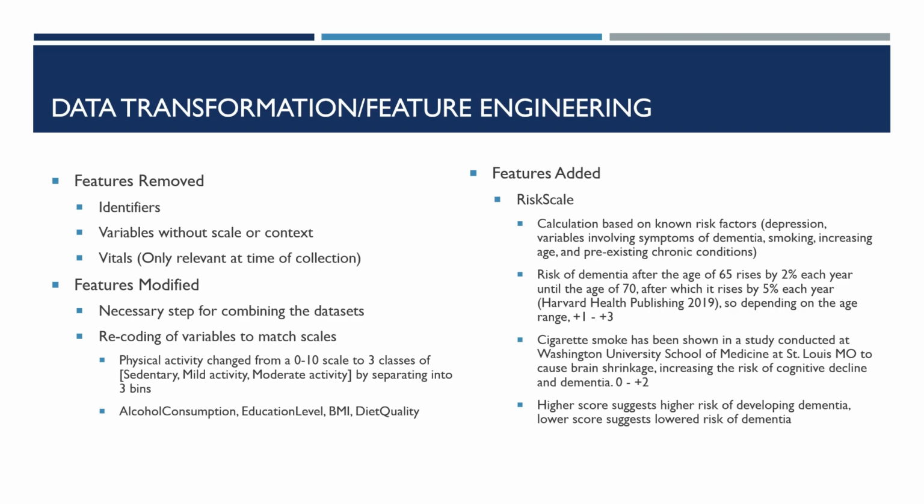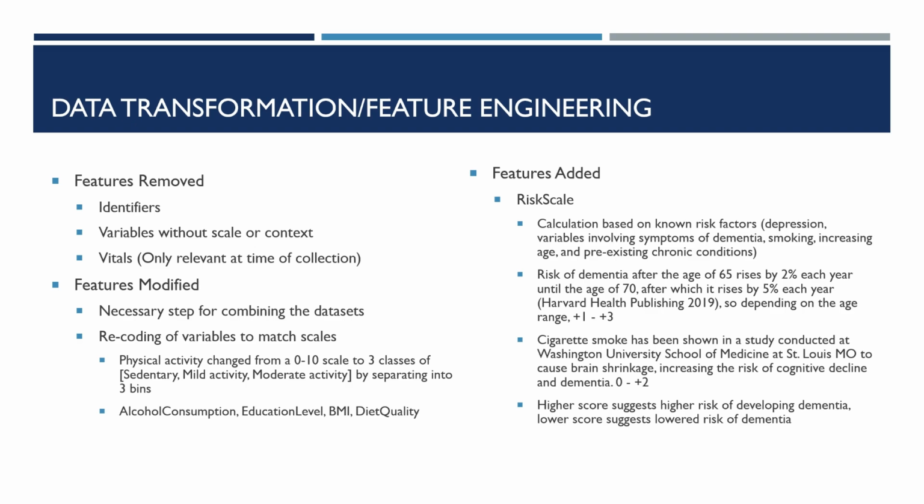During the data preparation stage, the datasets were checked for missing data and found to be fully intact. The variables that were identifiers or had no scale or context for their recording were removed. Measurements such as vitals that were only relevant at the time of the data's recording were also removed. Along with the modification of some variables to make them consistent between the datasets, the variable risk scale was added.